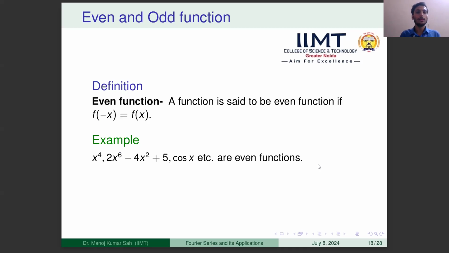Now here on, we will discuss even function and odd function. The first definition is even function. What is even function? A function is said to be even function if it satisfies this property f of minus x equal to f of x. For example, x squared, x to the power 4, 2x to the power 6 minus 4x squared plus 5 cos x, etc. are the examples of even functions.